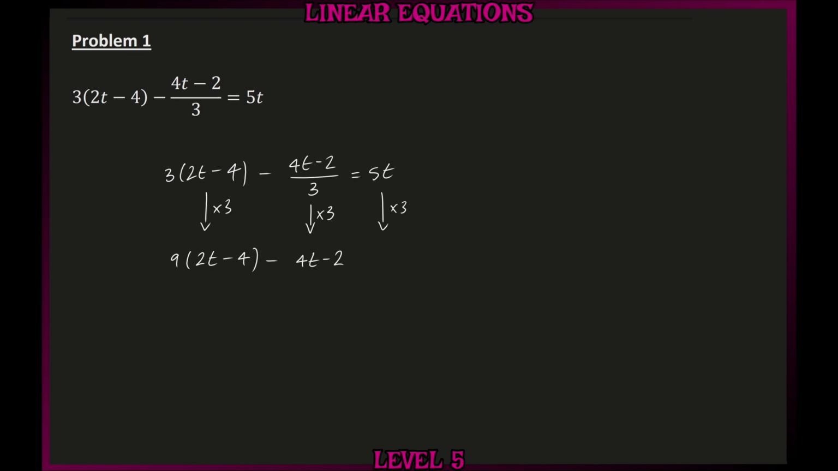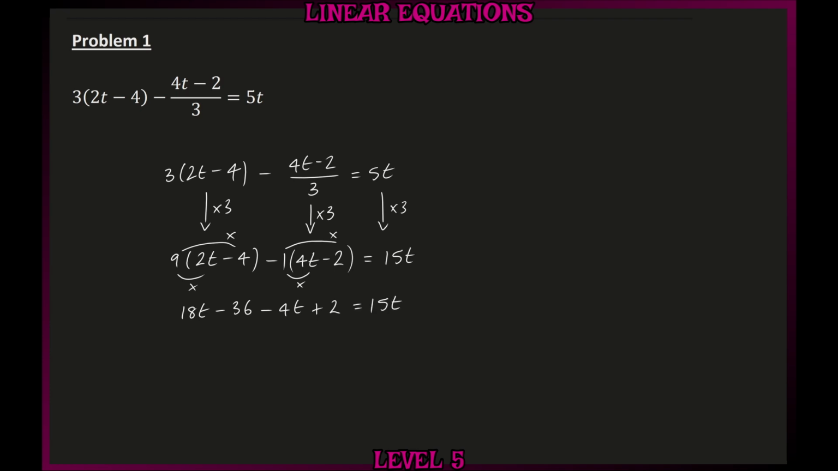But since we're subtracting all of that, we need to make sure we put that in a bracket. And we can make it really clear what's happening here by putting a 1 in front of there. So this bracket is being multiplied by minus 1. On the right, 5t multiplied by 3 is 15t. Now since we have brackets on the left hand side, we can expand these. So 9 multiplied by 2t is 18t, and 9 multiplied by minus 4 is minus 36. Minus 1 multiplied by 4t is minus 4t, and minus 1 multiplied by minus 2 is plus 2, or positive 2, and this is equal to 15t.